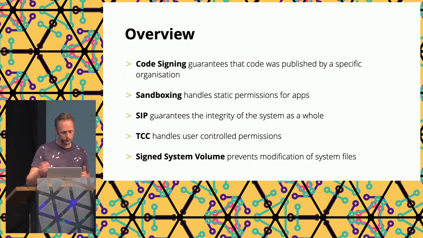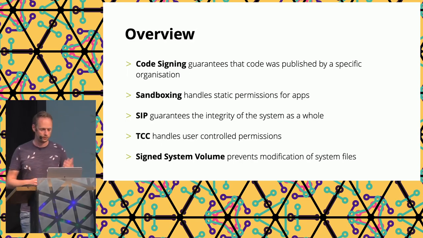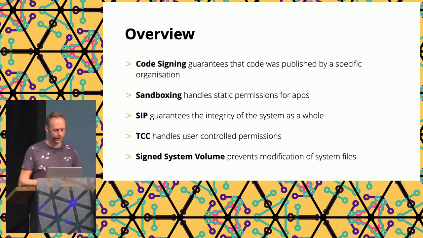So to give you an overview, these are the most important security mechanisms. You have code signing to make sure that the application was published by specific organizations, the sandbox, which handles static permissions, SIP to guarantee the integrity of the system as a whole, TCC to have user control permissions like camera access, etc., and the signed system volume to prevent modifications of system files.